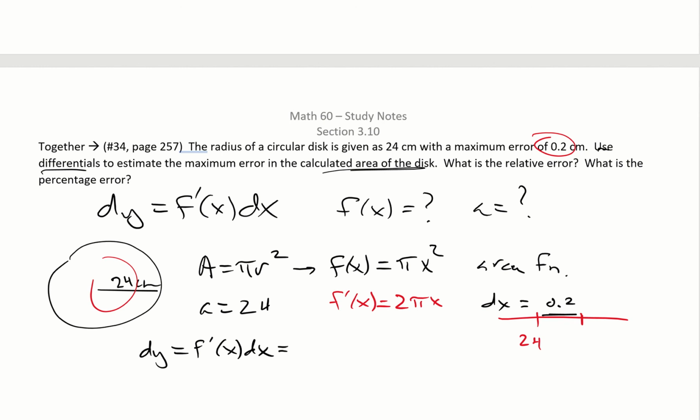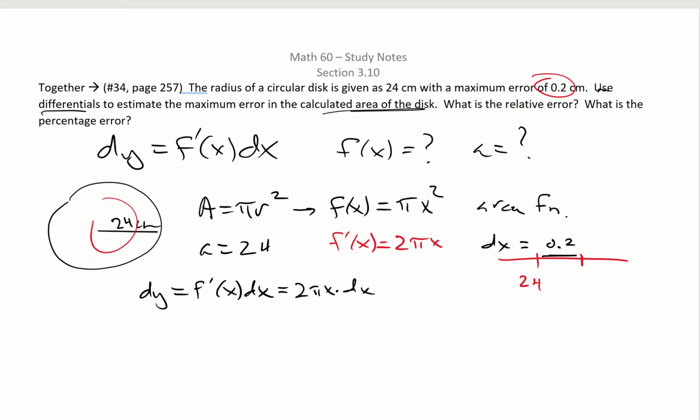So for us, it is 2 pi x times dx. Let's put the numbers in and figure this out. It's 2 pi, and the x is the a. We're starting at x is 24, and then you bump up, so you get 24 times 0.2. I did this calculation and got roughly 30.159 and change. And this is a jump in the area, so it is square centimeters.